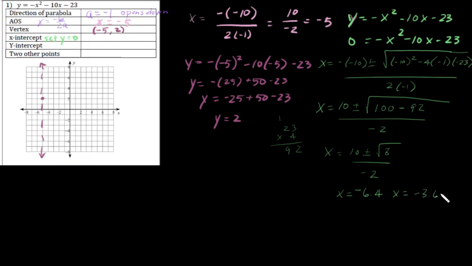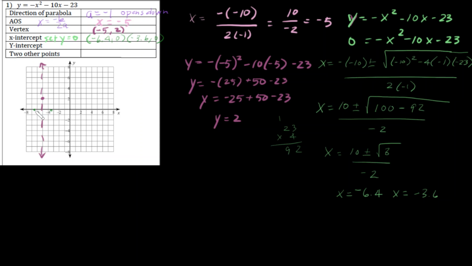It's kind of hard to write it in this little tiny space, but I'll try. So we have negative 6.4, comma 0, and negative 3.6, comma 0. Okay, let's go ahead and plot those. Negative 6.4, it's about here. Negative 3.6, it's right about here.